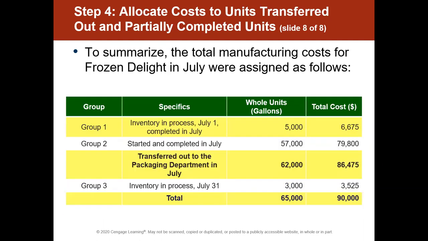All right, to summarize, I know I told you this one's a lot. It just takes a little getting used to. Okay, to summarize, group 1 is 5,000 gallons with a total cost of $66.75. Group 2 is 57,000 gallons with a total cost of $79,800. So this line represents the total number of units we transferred to packaging and the total cost of that. And then group 3 is the inventory in process at the end of the month. And if we add that up, it gives us the total 65,000 we had to account for and the total cost of 90,000 we had to account for.